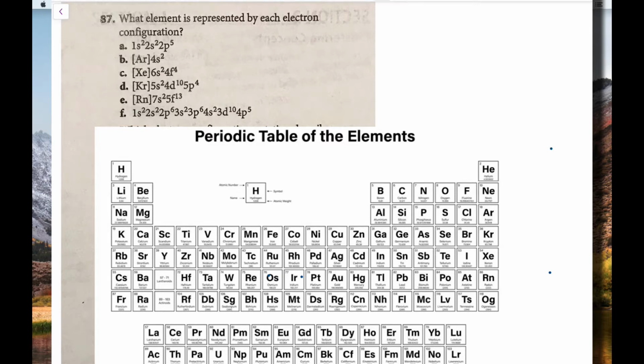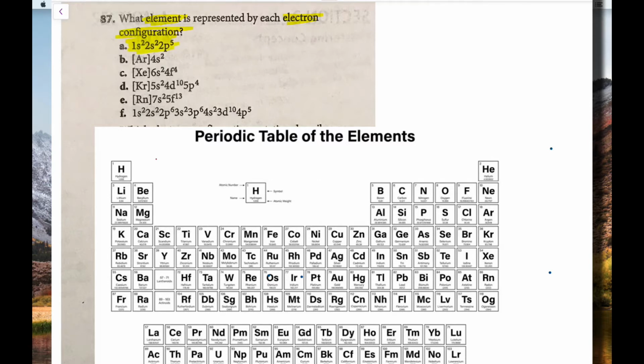And number 87 wants to see what element is represented by each electron configuration. So I'm looking at A through F. We'll see how far I get. I may or may not do all of them. So let's look at the first one. Electron configuration 1s2, 2s2, 2p5.